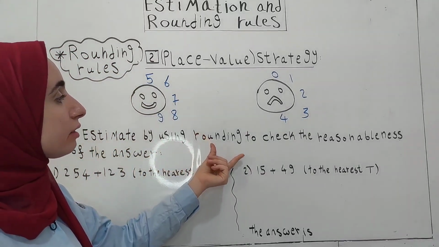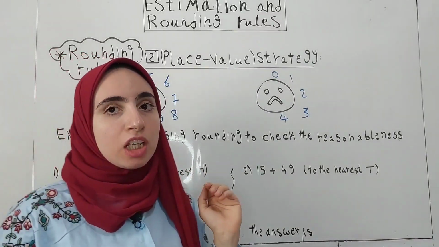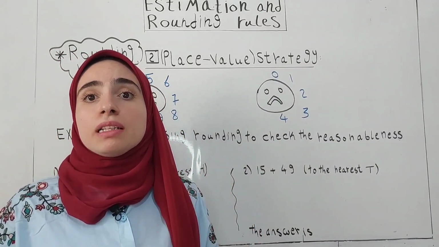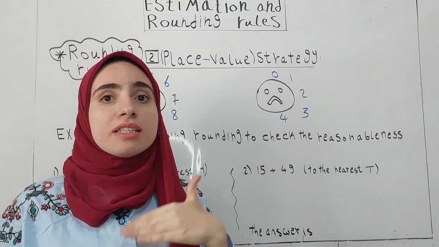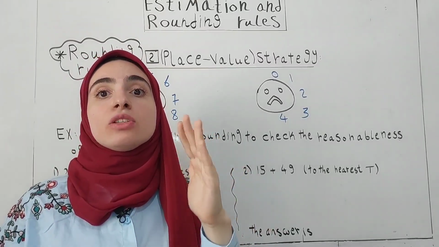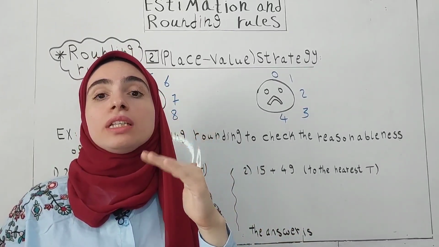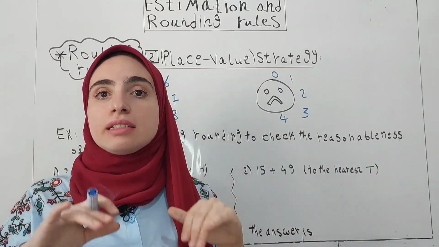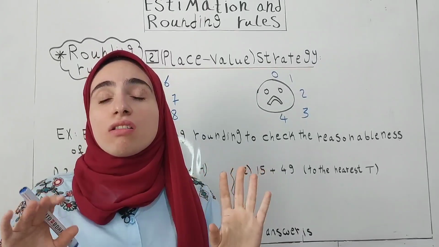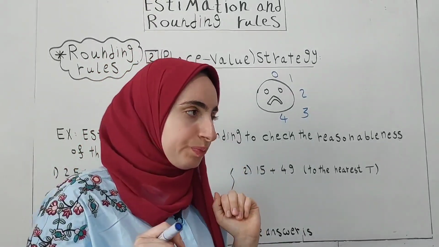Estimate by using rounding to check the reasonableness of the answer. To check the reasonableness of the answer, we have 2 steps. The first step, we add, then we round. And the second step, we round, then we add. If they are the same, the answer will be reasonable. And if they are different, the answer will be non-reasonable.